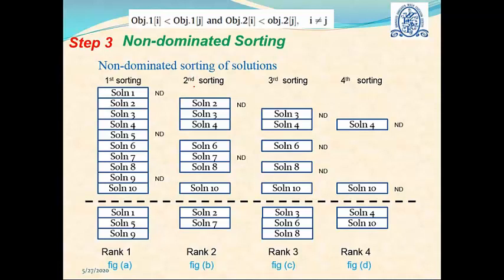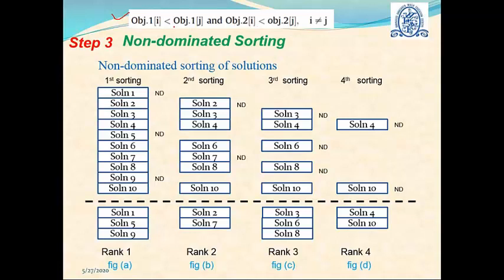What is non-dominated sorting? Here we classify all the solutions. For example, suppose the population size is 10, so there are 10 solutions I considered. Then I have to classify these solutions as dominated solutions or non-dominated solutions. How will you decide that? The criterion is given by this equation. Suppose we have 2 objectives.